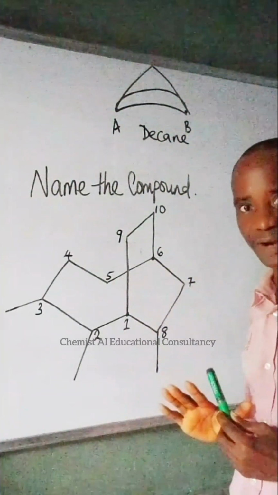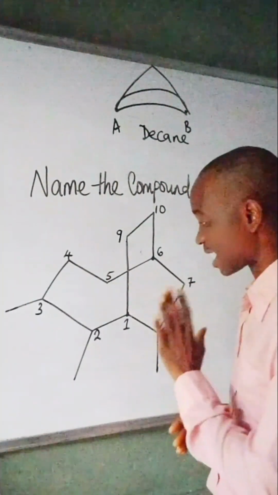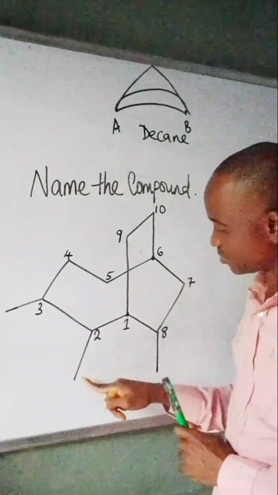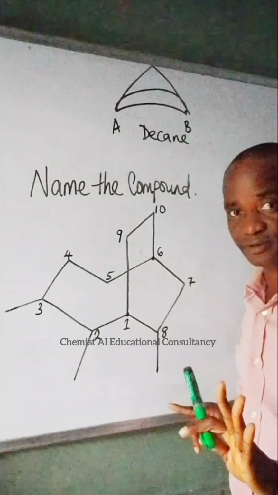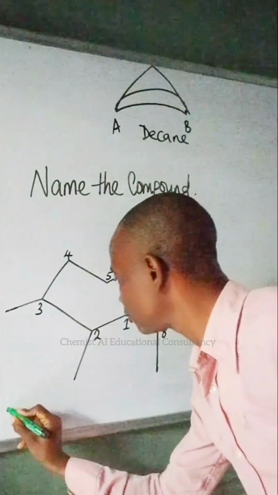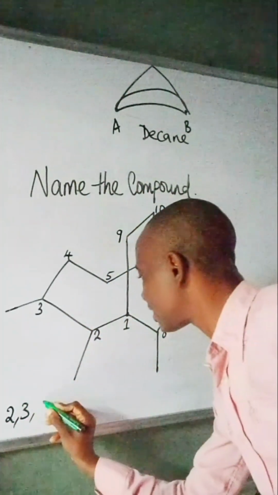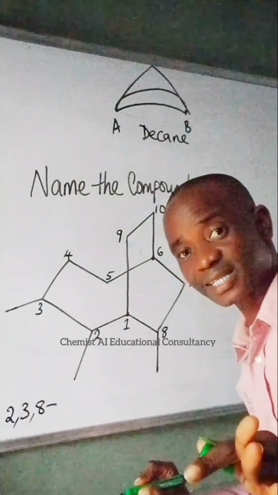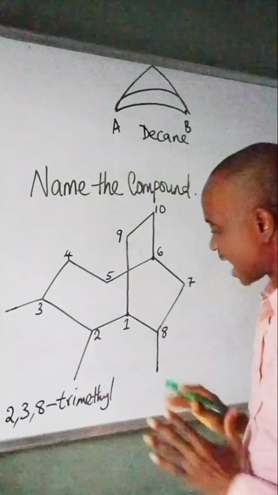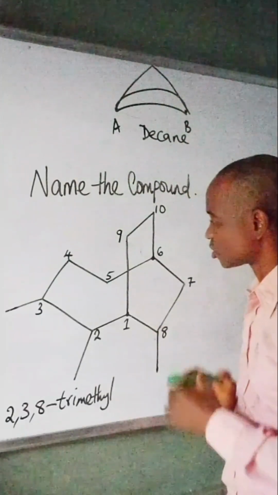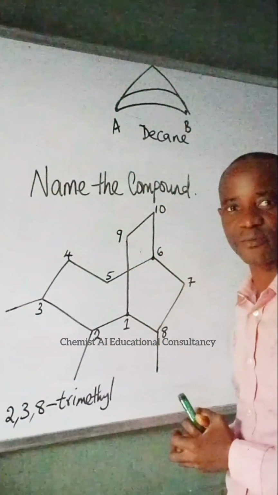This is an alkane, right? Now, in naming compounds, ordinarily, you have to identify the alkyl groups. We have a methyl group here. We have another one here. We have another one here. 3 methyl groups. So we have 2, 3, and 8. 3 methyl groups. So we have trimethyl.